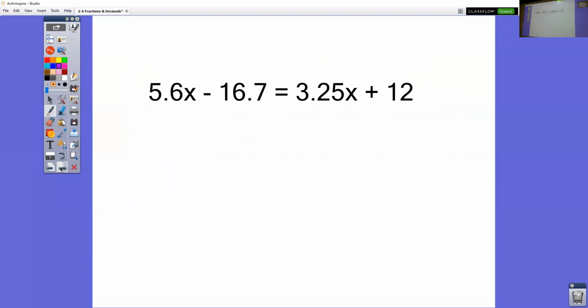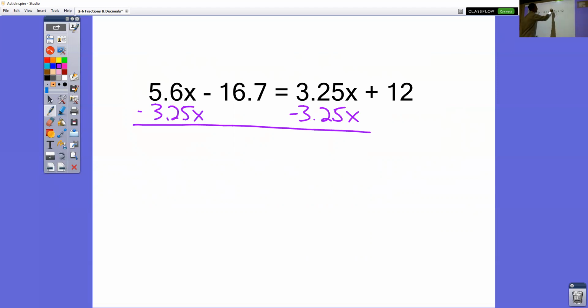In the next one, we have decimals, and they're on different sides of the equal sign. We have a 5.6 and a 3.25. I always like working with the smaller of the two letters first, because that way you'll work with less negative numbers. So I'm going to subtract 3.25x from both sides. So when you do that, you get 2.35x. Bring down everything that you didn't use yet.